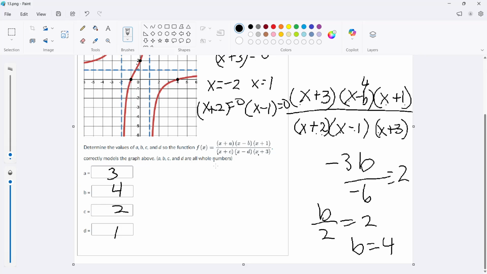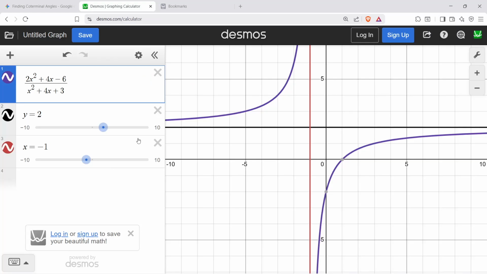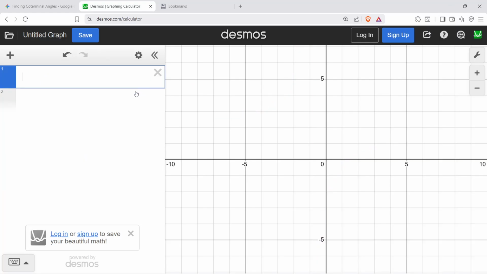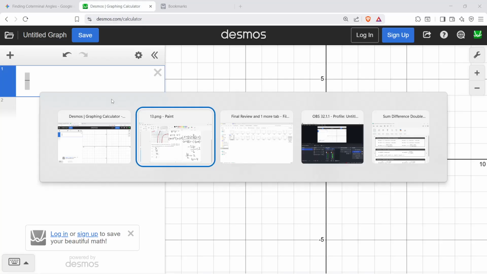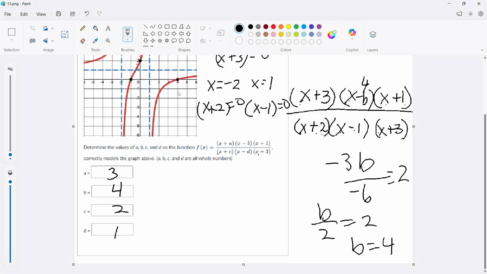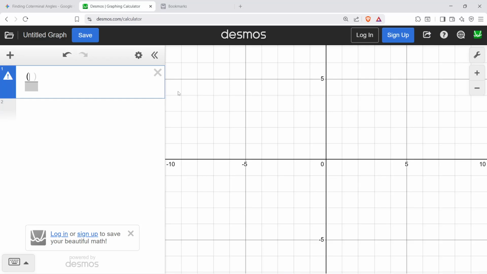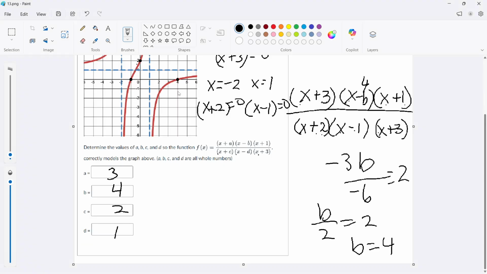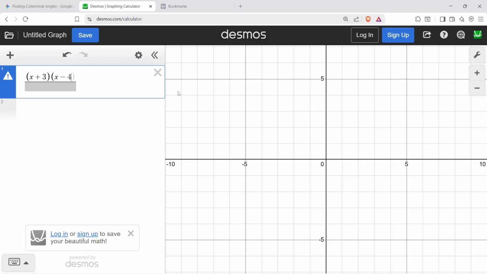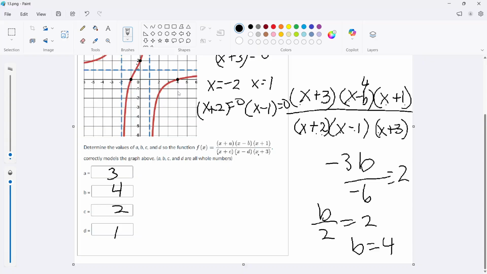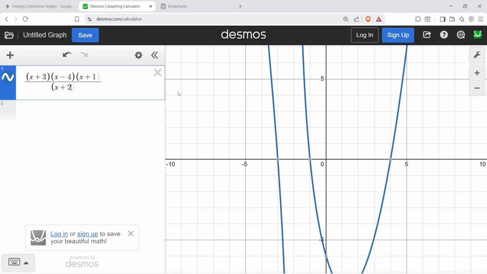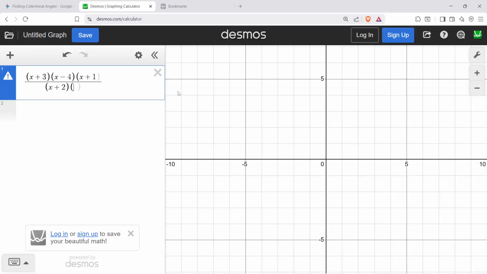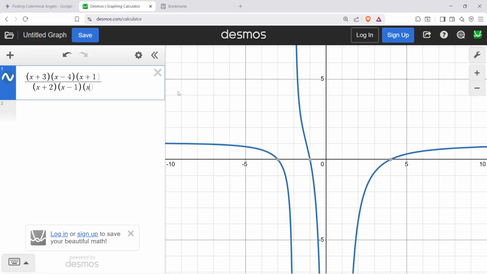And now, again, I am doing this review at home. And so I'm going to check it, because A, I want all the points, and B, I want to make sure that I'm doing the question right, so that when it's test time, I have studied the right thing. So I get x plus 3 times x minus 4 times x plus 1 divided by x plus 2. Boy, oh boy, I'm going good. X minus 1 and x plus 3.